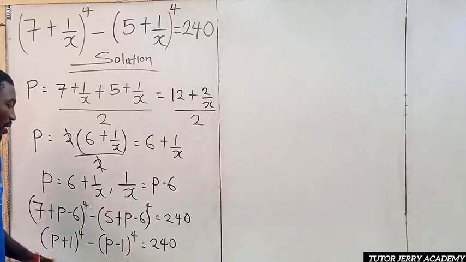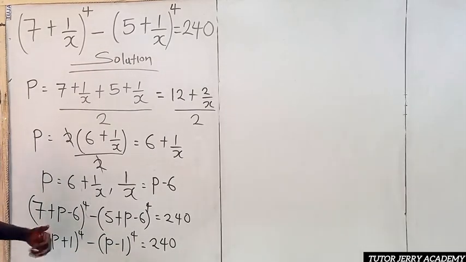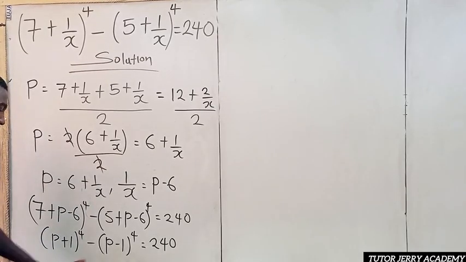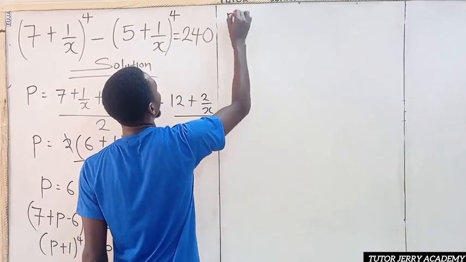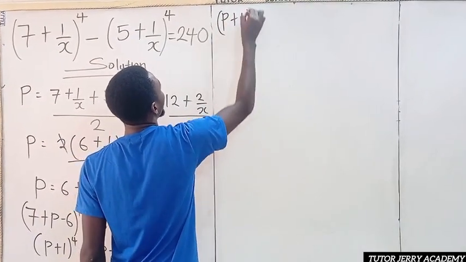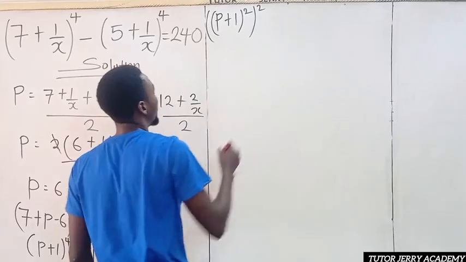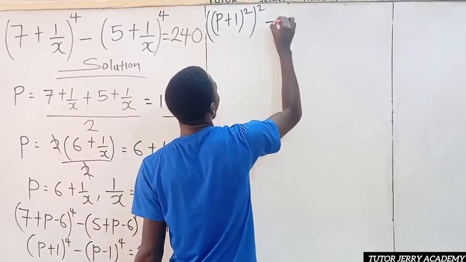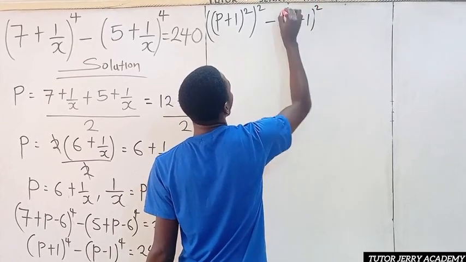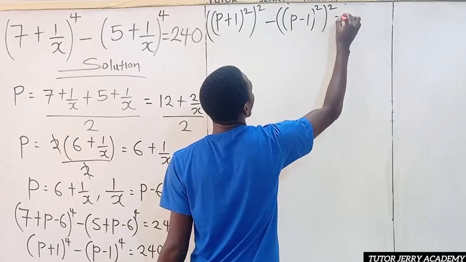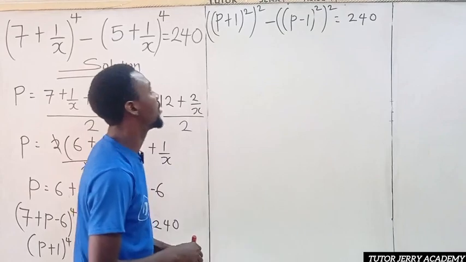Now, the next thing we are going to do is write what we have here in the form of a difference of two squares. And how do we do that? We are going to have this to be ((p + 1)^2)^2, then the same thing with this, minus ((p - 1)^2)^2, everything equals 240.